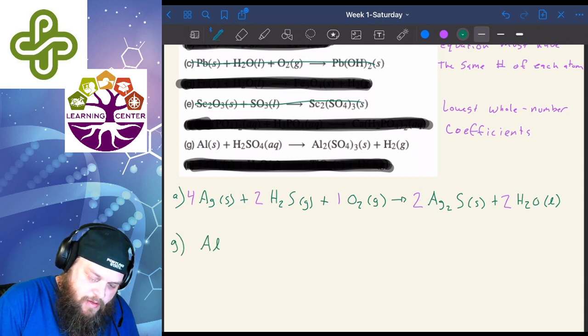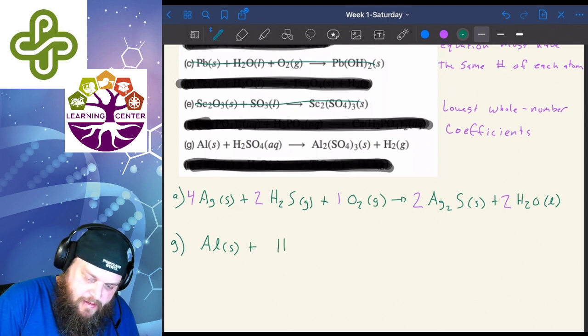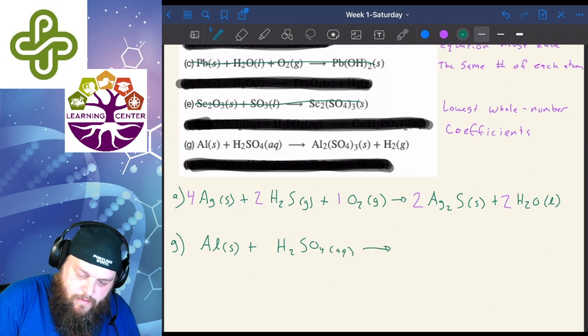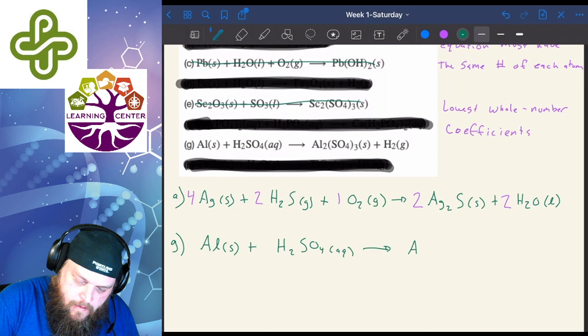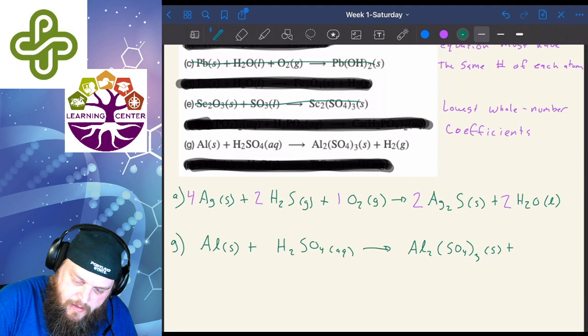So we have aluminum, which is a solid, plus H2SO4, which is an acid. So it's aqueous. And producing aluminum sulfate, which is a solid. Oops. Plus H2 gas.